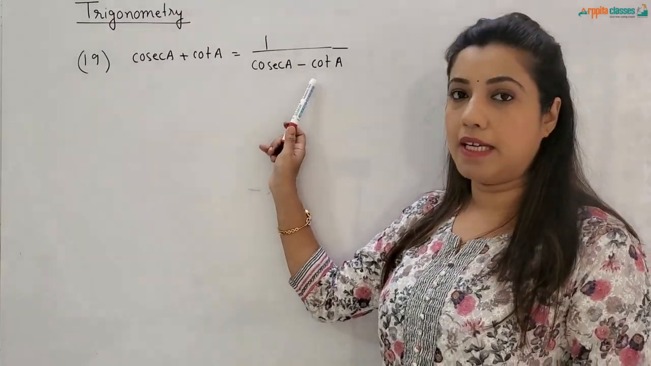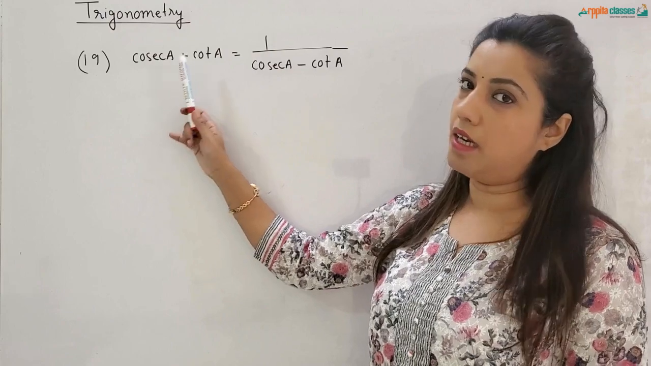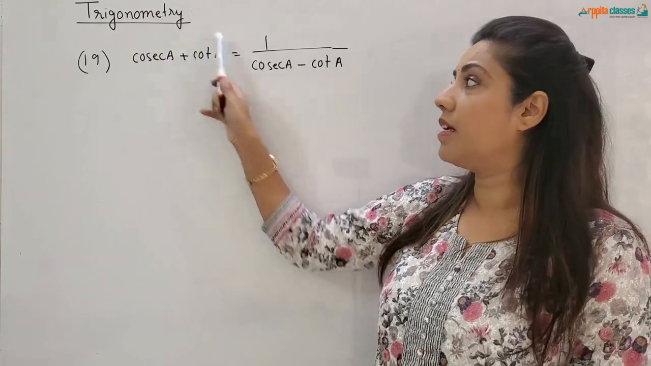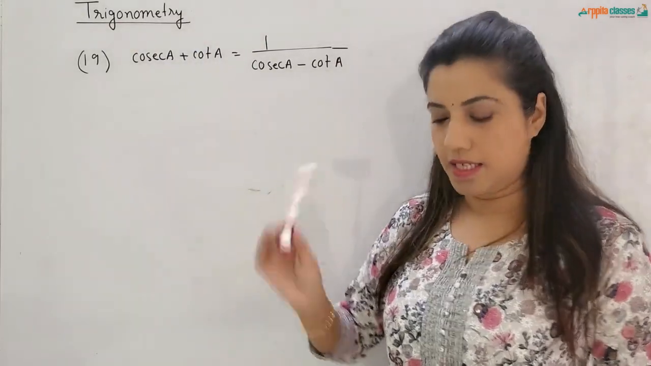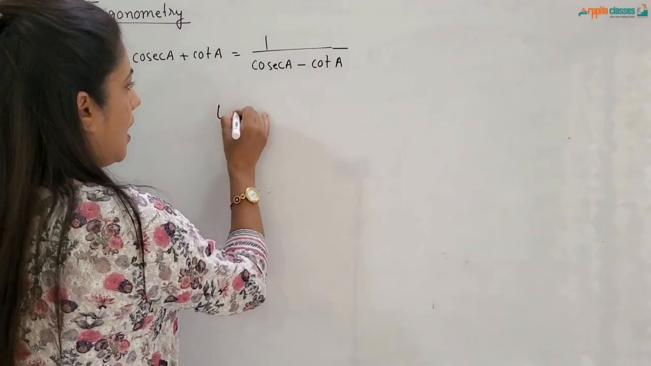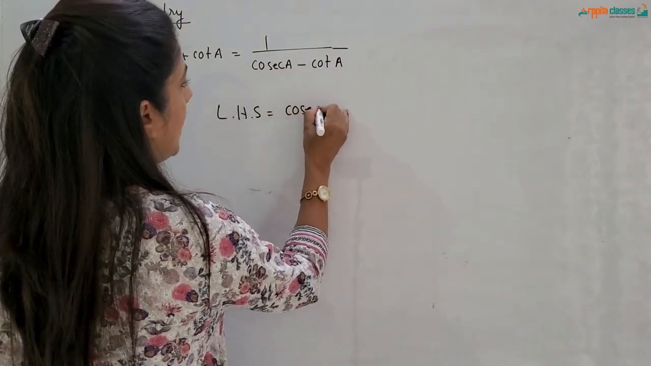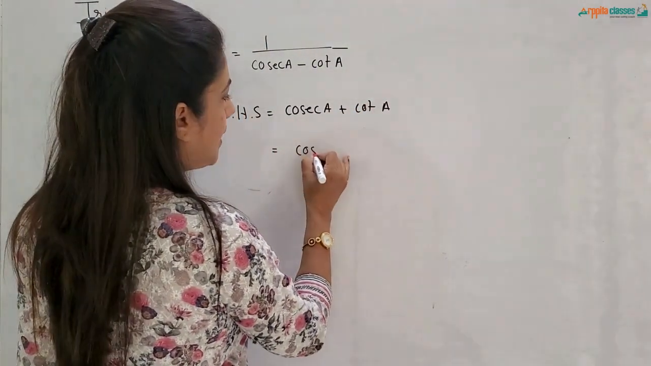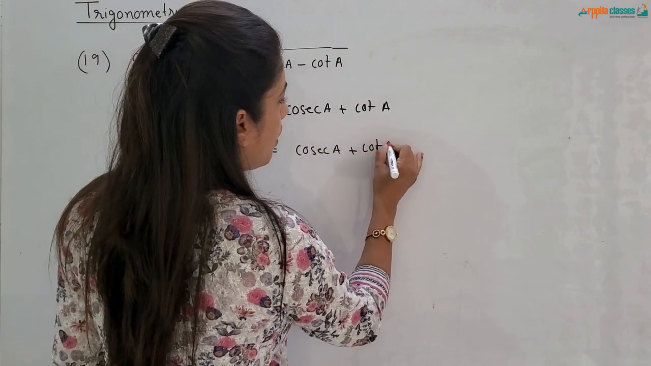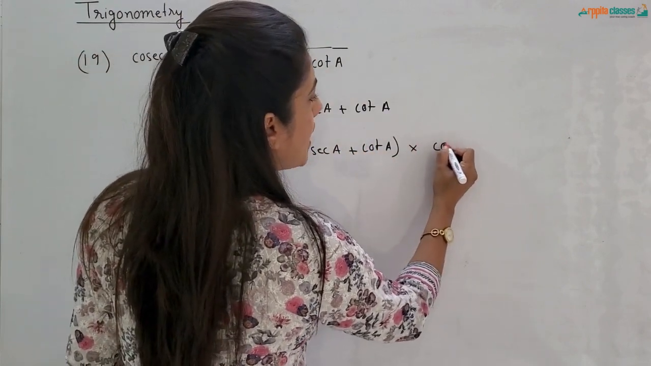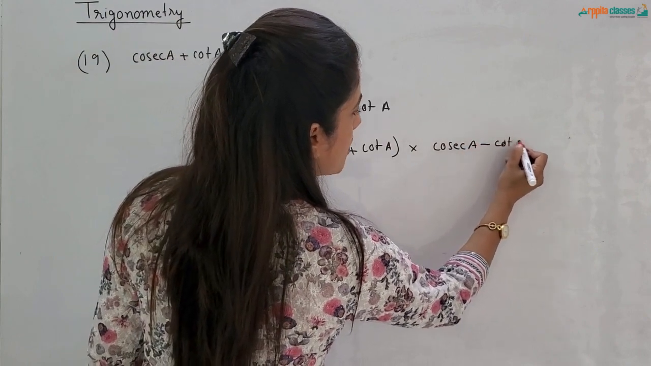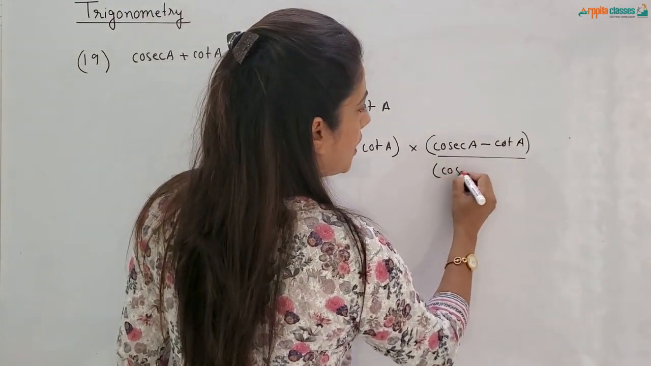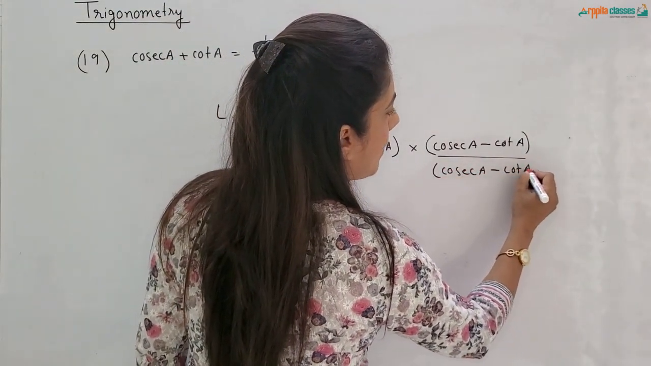So either we can take the right hand side and process it, or we can take the left hand side and do the same thing, that is rationalizing. Here we don't have to rationalize the denominator, it is already in the numerator. So we can rationalize it. Let us take the left hand side only. Left hand side is equal to cosec a plus cot a. We will rationalize this. So we will now multiply by the conjugate, and the conjugate of cosec a plus cot a is cosec a minus cot a. So we have to multiply by this to the numerator and denominator both. So cosec a minus cot a up and down.